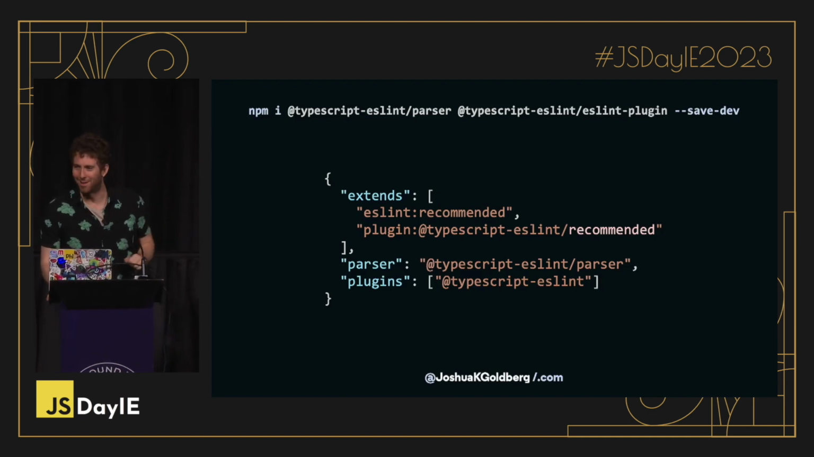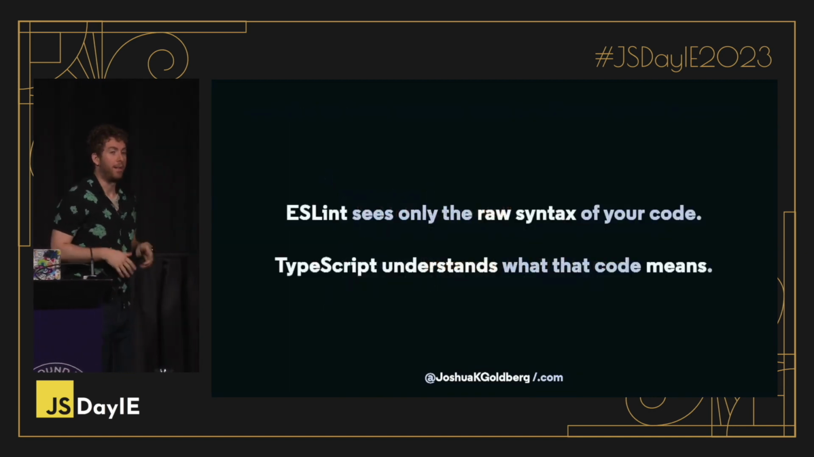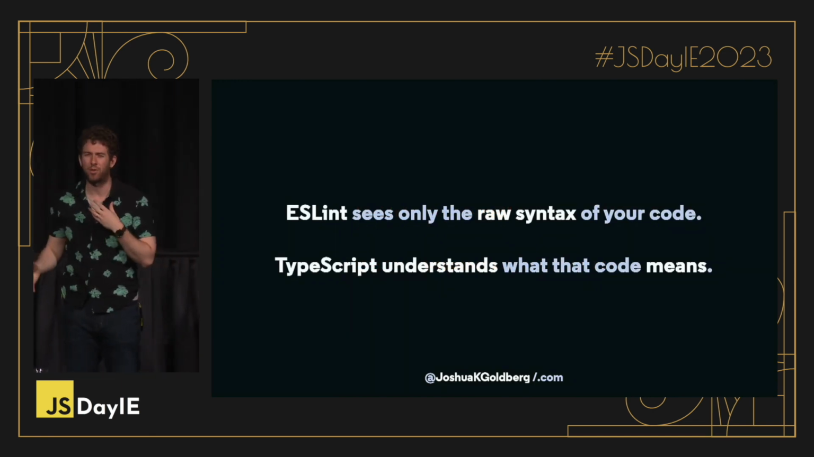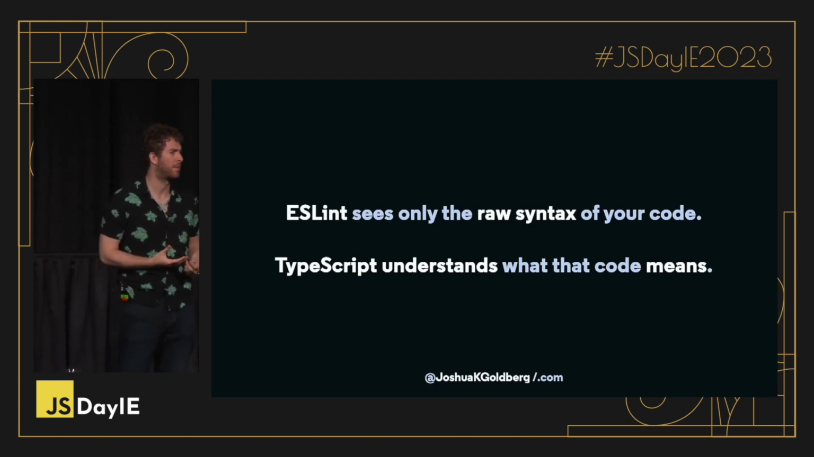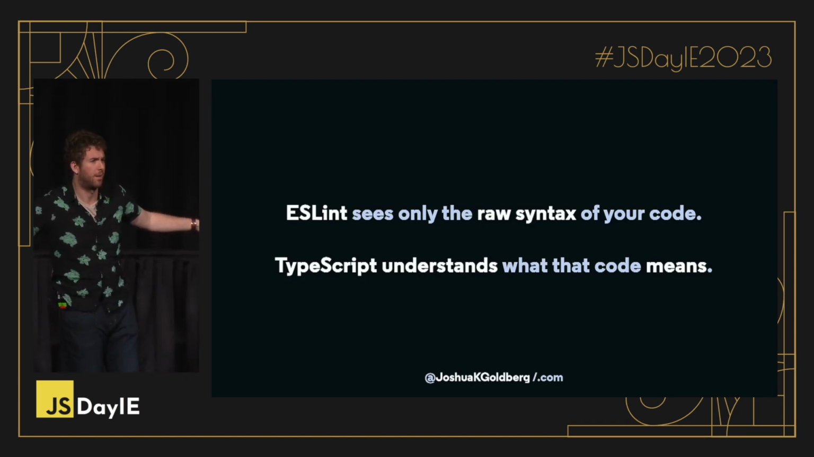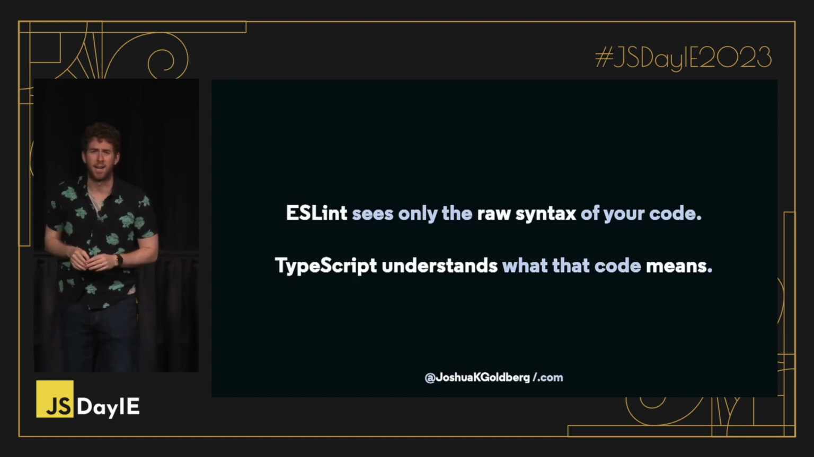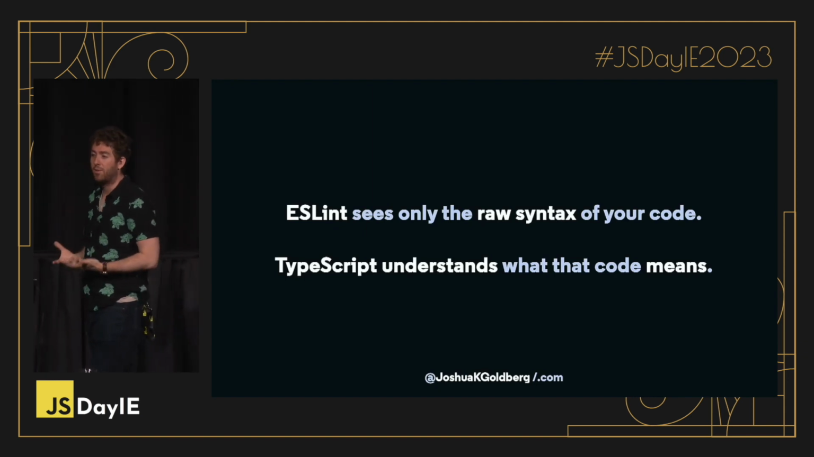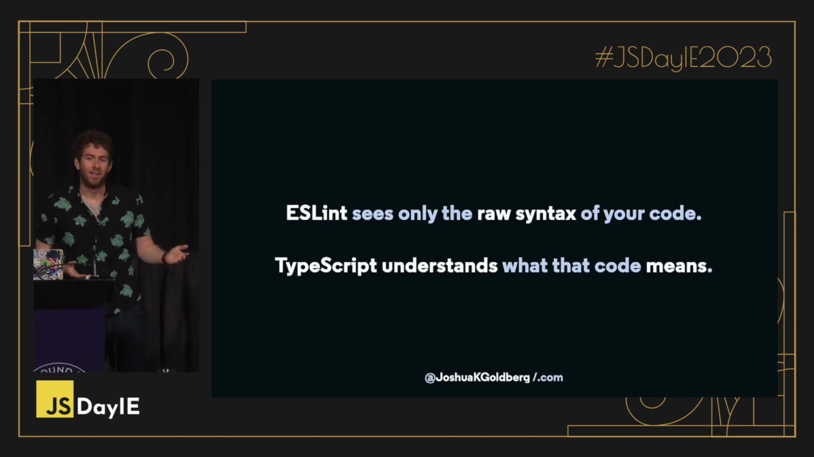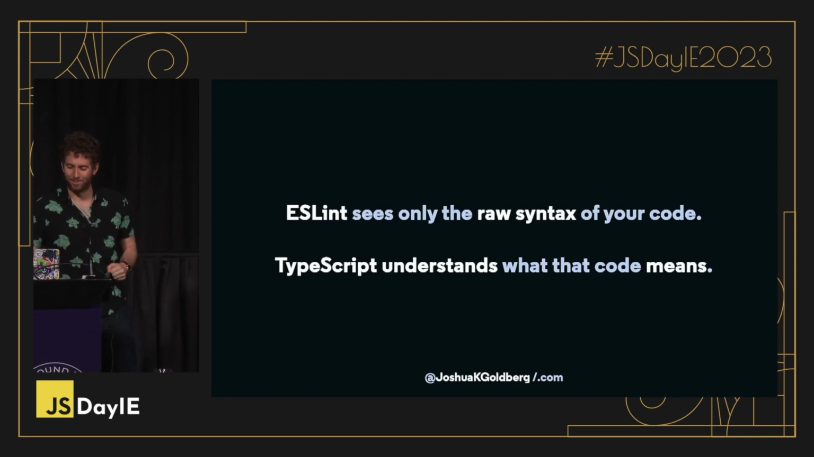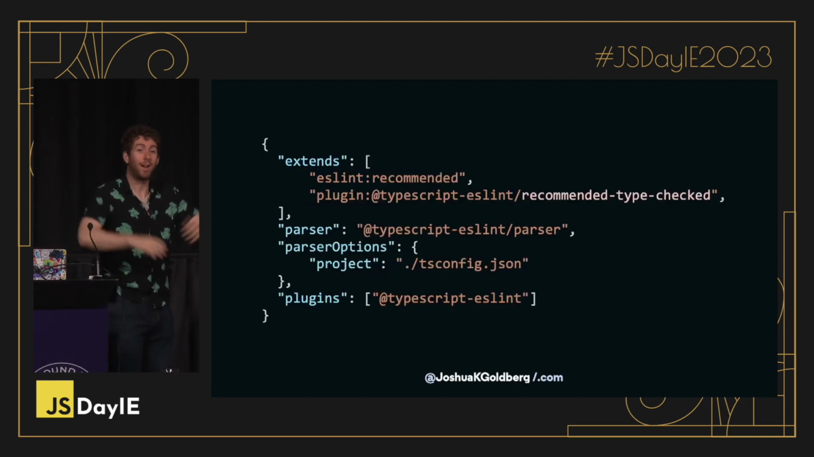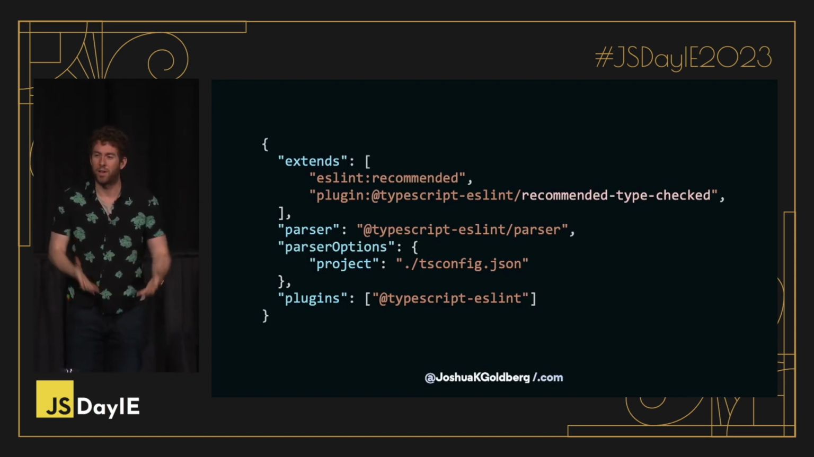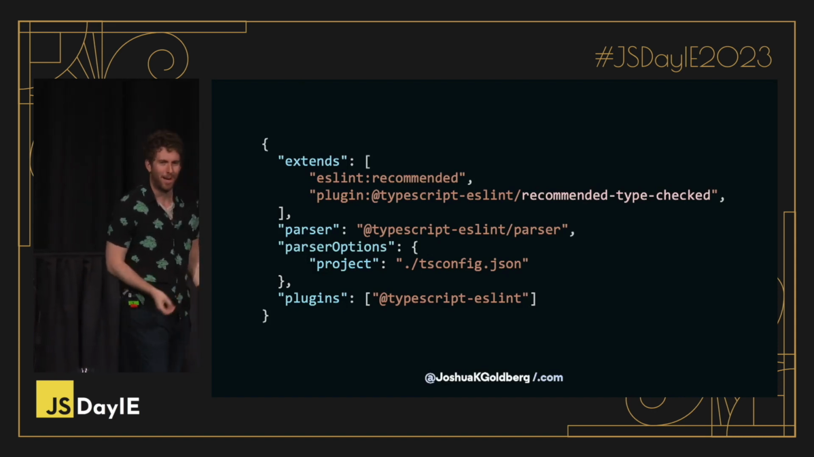But ESLint has a problem. ESLint, by default, natively, only understands the raw syntax of your code. Kind of like how JavaScript doesn't understand a syntax for describing your types, ESLint doesn't look at all your files at the same time. ESLint only looks at one file at a time and doesn't understand a type system. So while TypeScript understands what the code means and ESLint doesn't, typescript-eslint is what lets you merge the two together. So we have a set of rules called recommended type checked, which allow you to write ESLint rules that also tap into the awesome power of the TypeScript type checker.